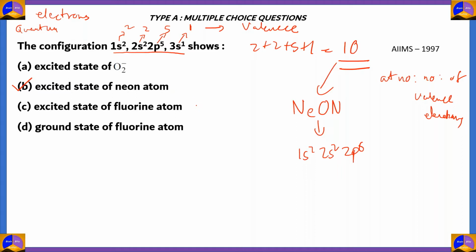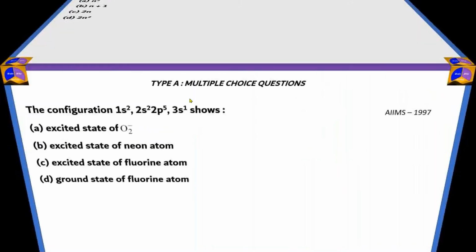For fluorine, the configuration is 1s2, 2s2, 2p5 in ground state. And so therefore, it's not equal. And when fluorine gets excited, then it will be 1s2, 2s2, 2p4, 3s1. So option C is also incorrect. And this configuration does not apply to O2 minus. So option A is incorrect. The right answer is option B, excited state of neon atom.